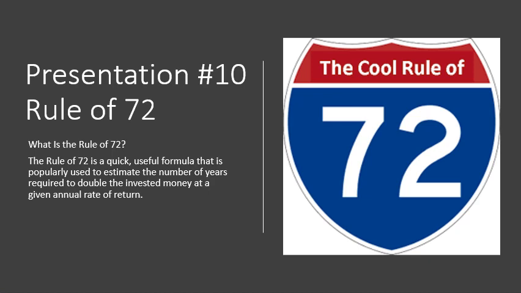The 72 rule, or the rule of 72, is indeed cool. It's a quick, useful formula that is used to estimate the number of years required for an investment to double at a given annual rate of return. We're going to have a look at it in a little bit more detail and look at some of the practical uses of the rule itself.